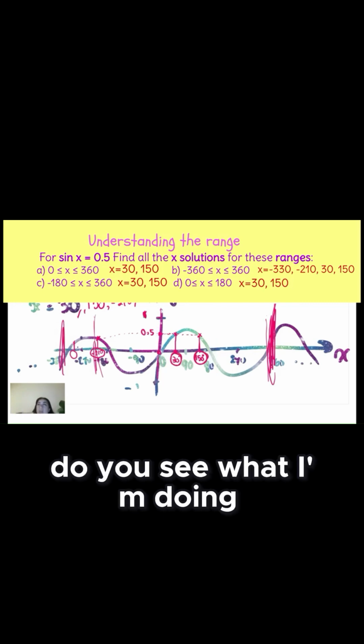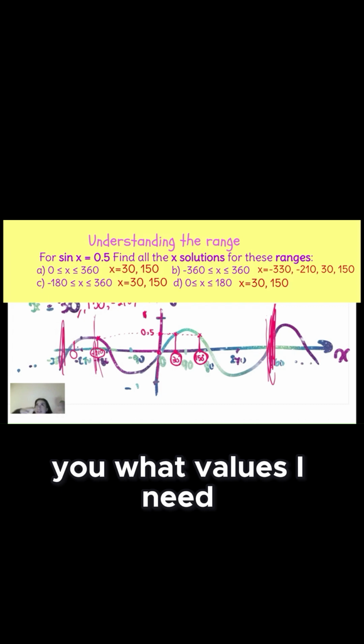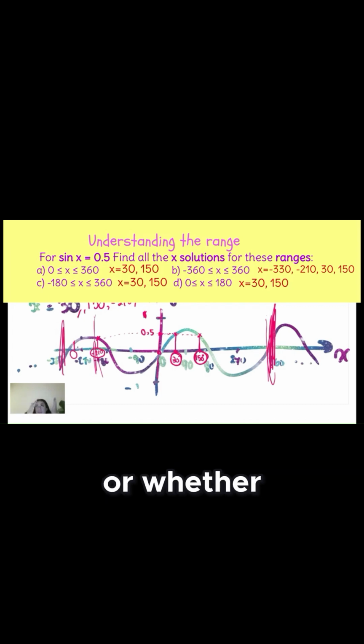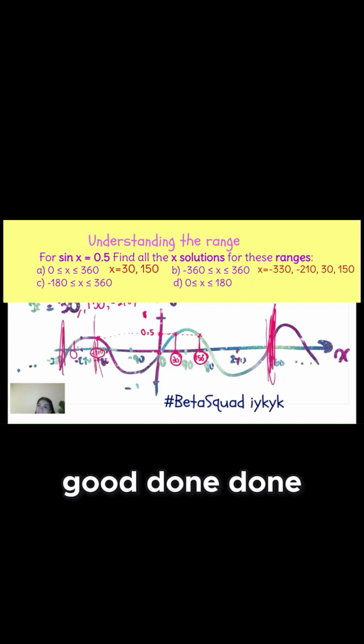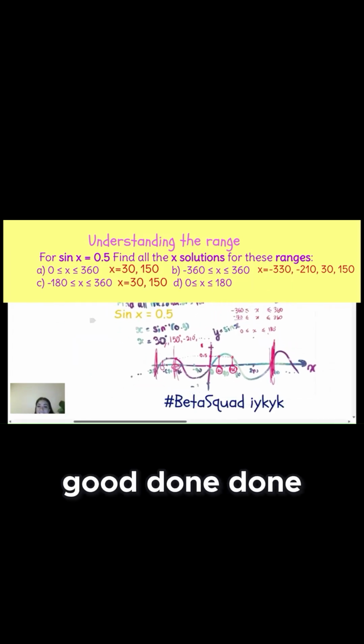So do you see what I'm doing? The range tells you what values I need, whether I need to go further or whether I just need the two values and I'm good and I'm done. Good, good, good. Done, done, done.